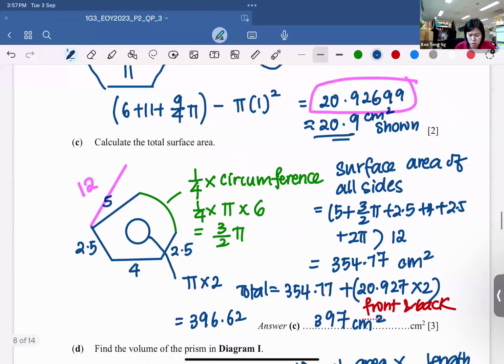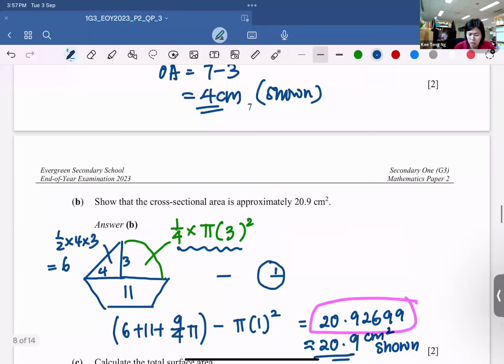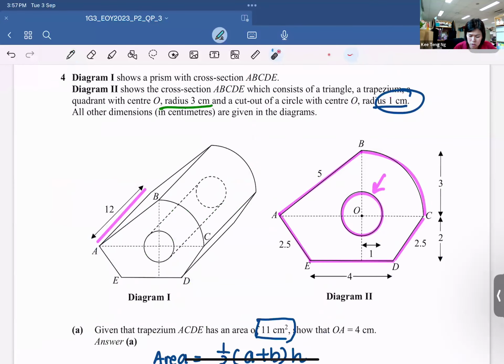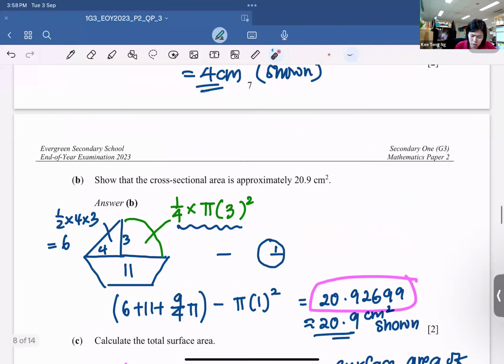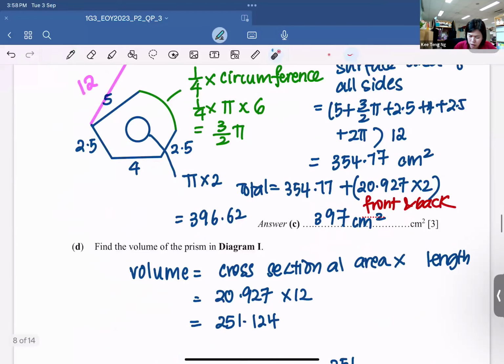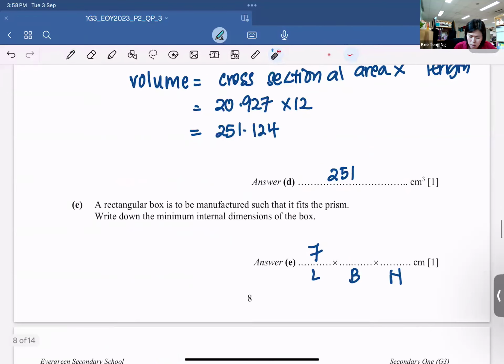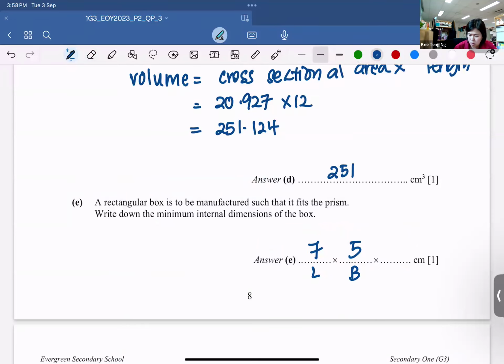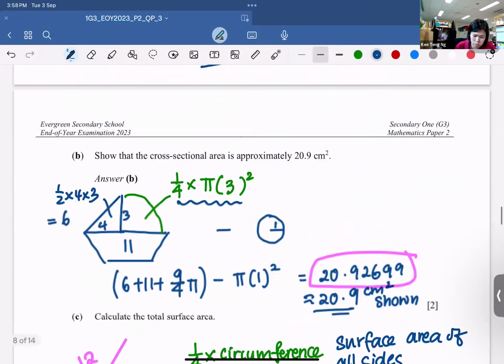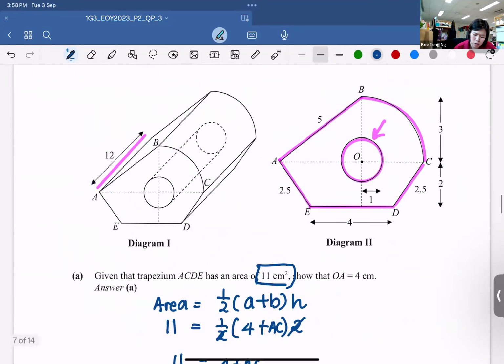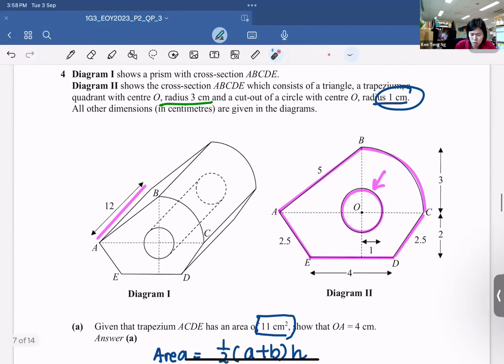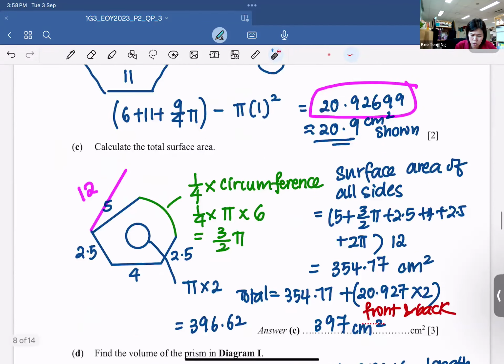Breadth. I need to know how wide this portion over here is. 2 plus 2, this whole thing is 5. So this is my breadth, it's 5. In this case, I can't call it height. It's the whole depth of the box. The whole prism itself spreads across 12 cm. So this part over here will be 12 cm.